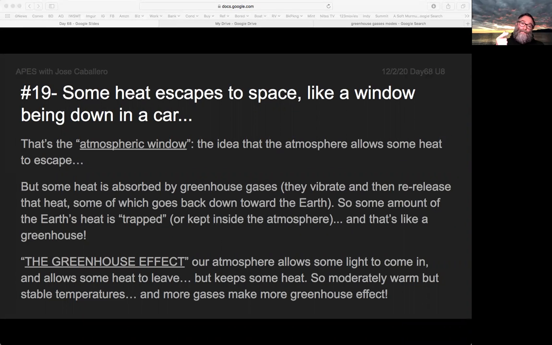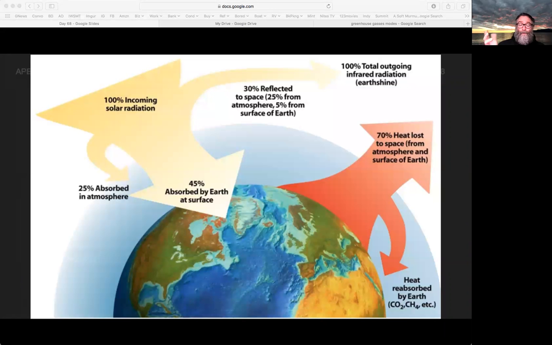Now, some of the heat is absorbed by greenhouse gases. Remember, it destabilizes their bonds. And then when those bonds restabilize, that's going to re-release that heat again. That's the amount that we trap. That's like a greenhouse, right? Where some of the heat is kept in, and so your greenhouse doesn't cool off at night. That's the 30% you see here being reflected back to the earth.